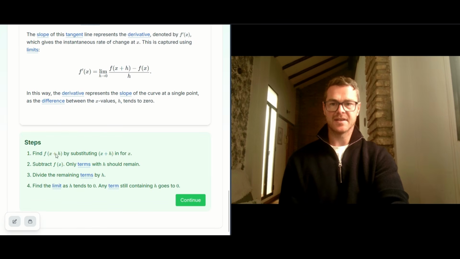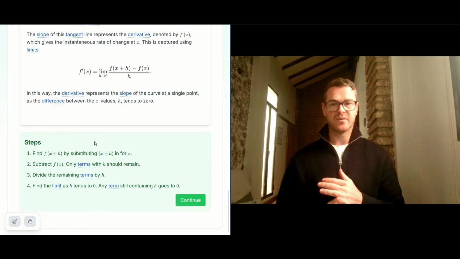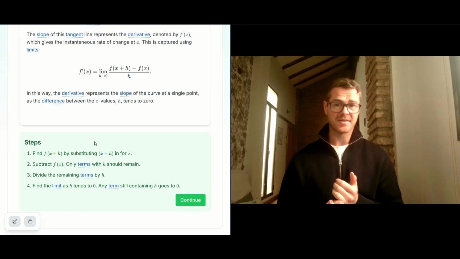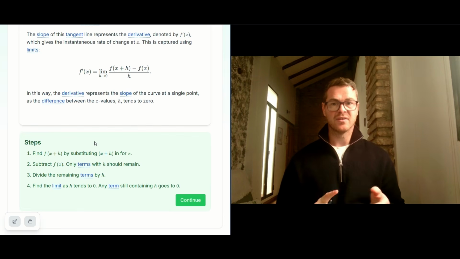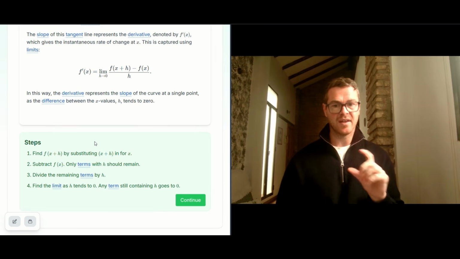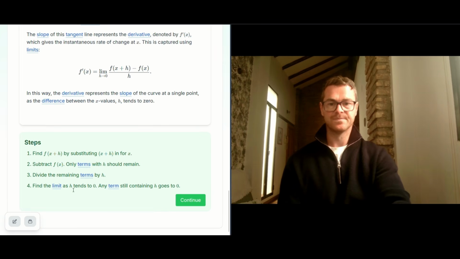And these are your steps that you need to know. So I'm going to find out what f of x plus h is. This is the hardest part. I'm going to subtract f of x, so only terms with an h should be left over. Divide by h, and I'm going to make h equal to 0. So any h terms, I'm just going to have a 0.